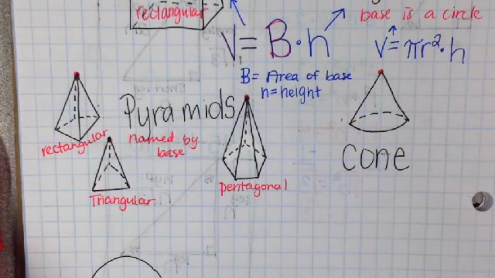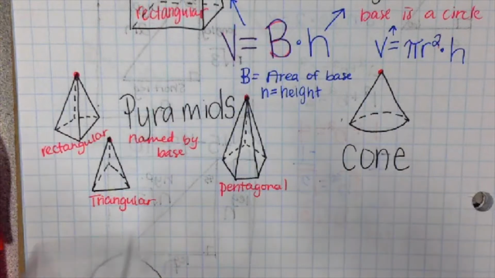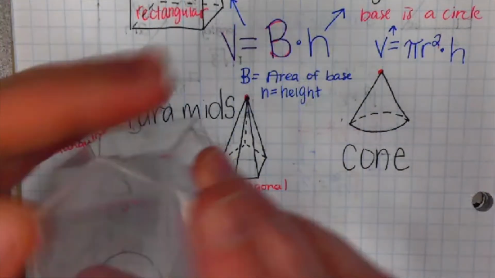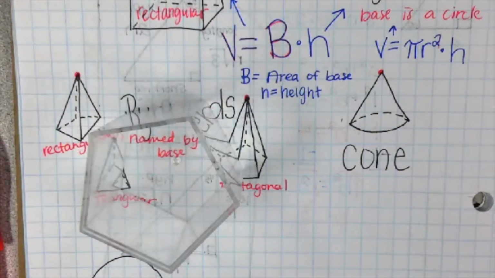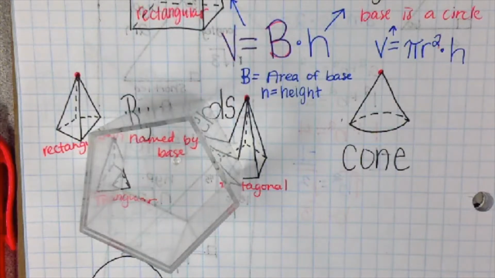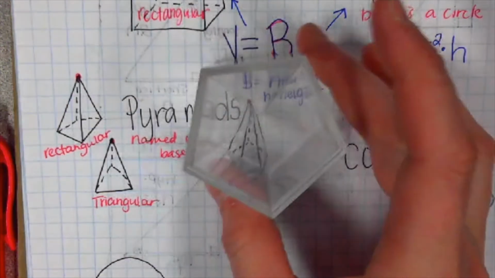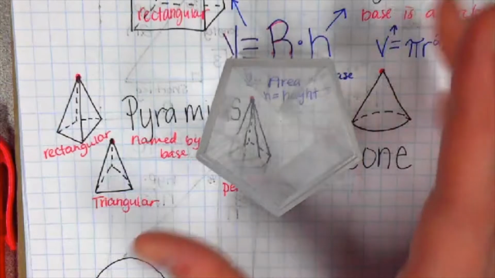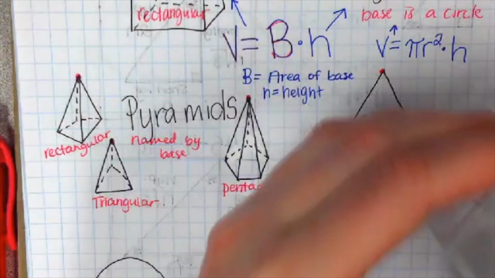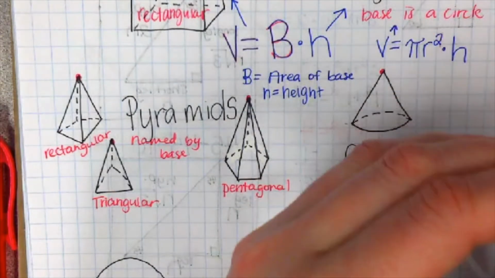Now, the pyramids are a little bit different, and this is why I talked about my Dr. Pepper. So if I talk about a pentagonal prism, oh, that's definitely a hexagon. Where did my pentagon one go? So if I talk about this, I'm going to fill it with Dr. Pepper and hopefully not spill it everywhere.